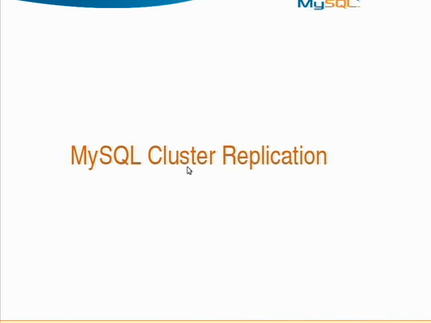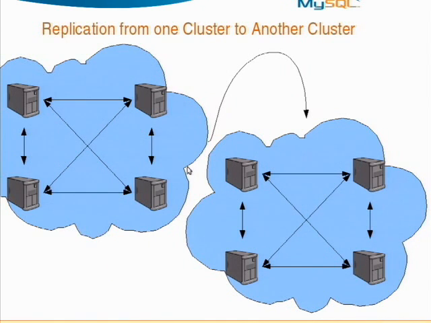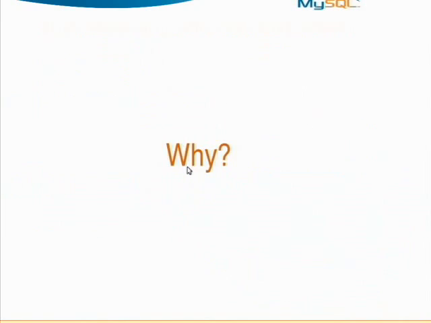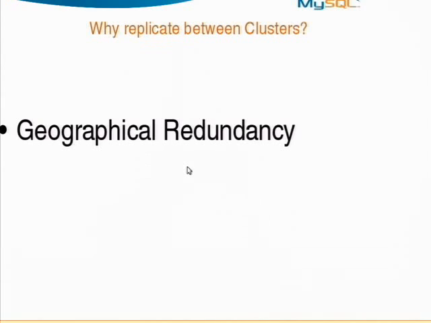But we also support this cool thing called MySQL Cluster Replication. We're not talking about the internal mirroring of data between nodes here, so not the nodes in a node group, number of replicas thing. We're talking about taking data in one cluster and replicating it to another cluster over a normal MySQL replication channel. So why would you want to do this? It's actually the usual reasons that you would use normal MySQL replication. You want geographical redundancy in case a data center goes away, for example.